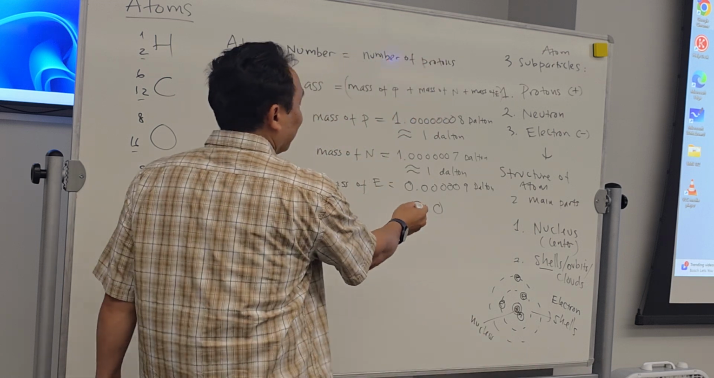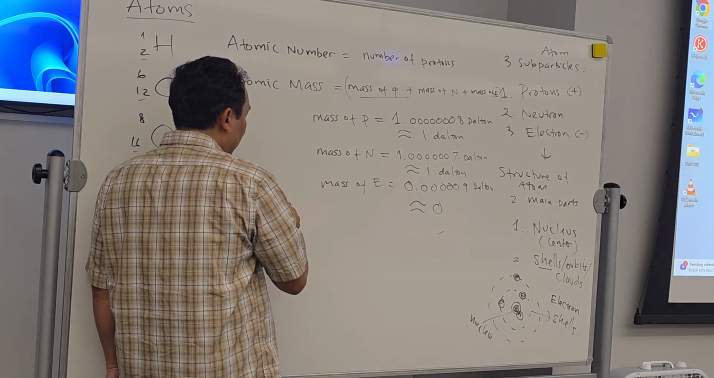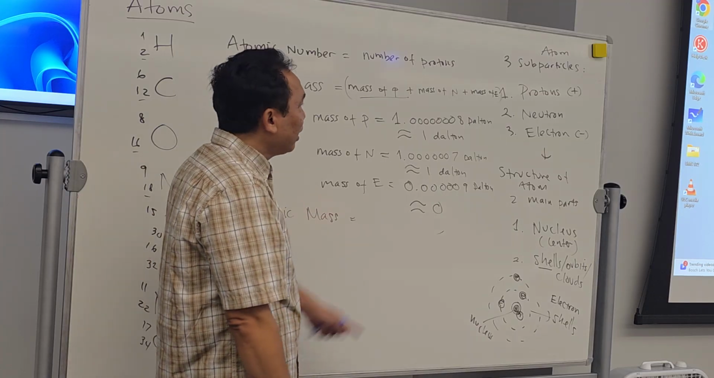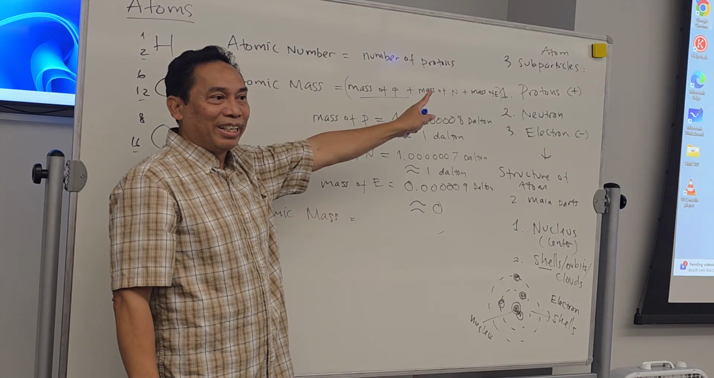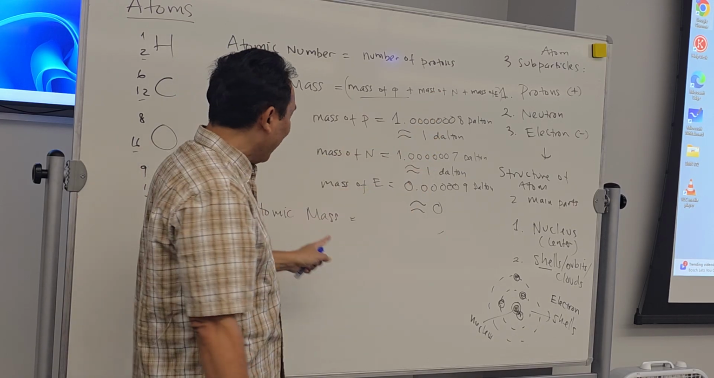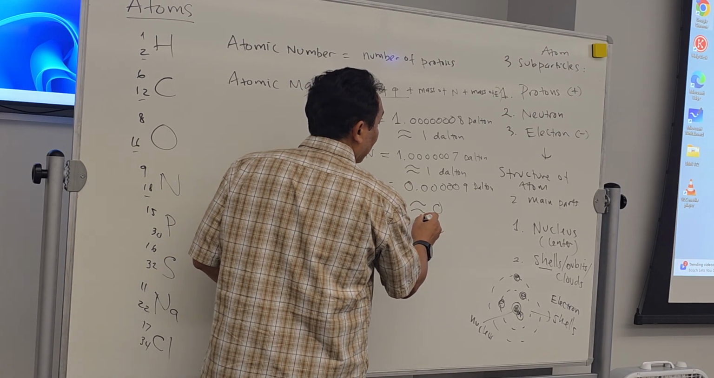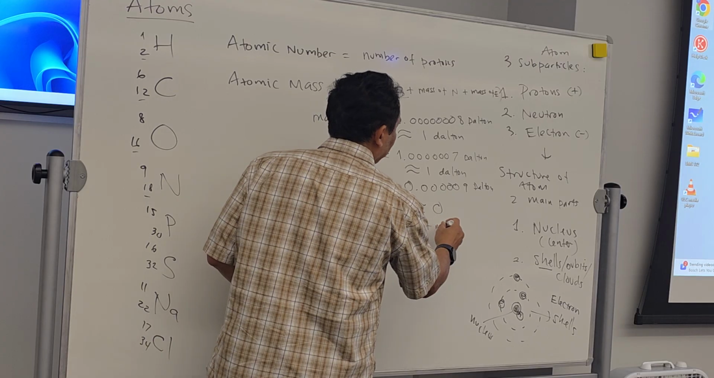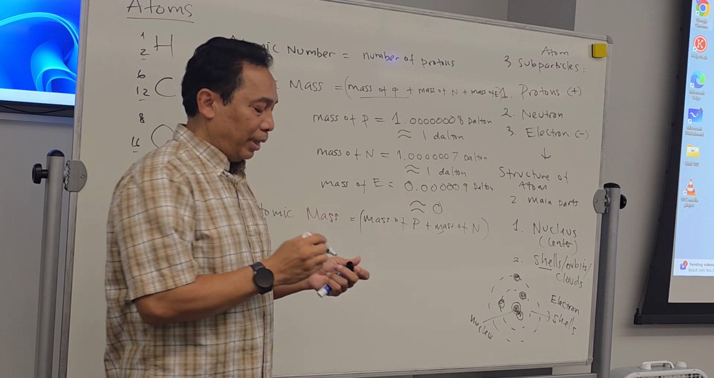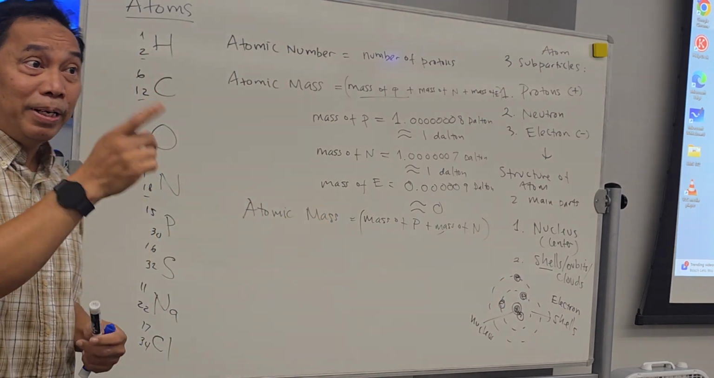Now, because of this number, what happened over here? We can change the formula for the atomic mass. You can remove one of them. What do you have to remove over there? The one that is 0, what? The electron. So therefore, atomic mass is equal to mass of proton plus mass of neutron. That's it. You don't have to use the electron because it's 0. Okay? Can you follow this one?